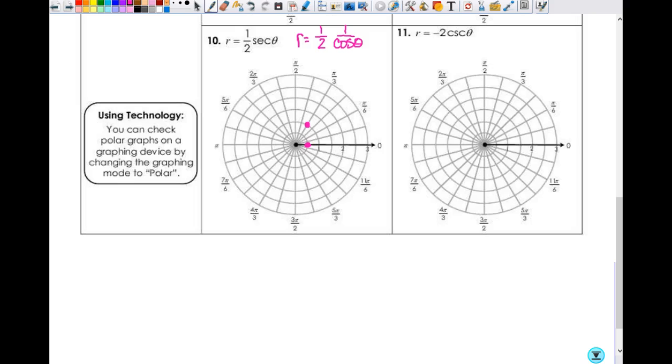What is the cosine of 2 pi thirds? Cosine of 2 pi thirds is negative 1/2. And the reciprocal of that is going to be a negative 2. Negative 2 times 1/2 is negative 1. So at 2 pi thirds, I'm at a negative 1. And then this is a vertical line. None of these are functions, but we don't talk about functions on here. Okay. We good? Everybody okay with those?